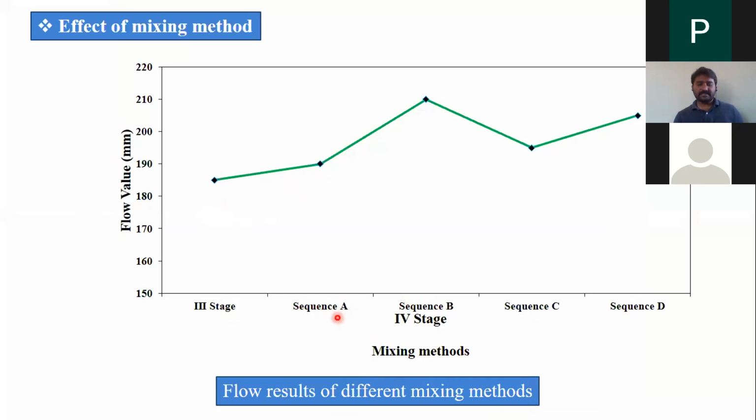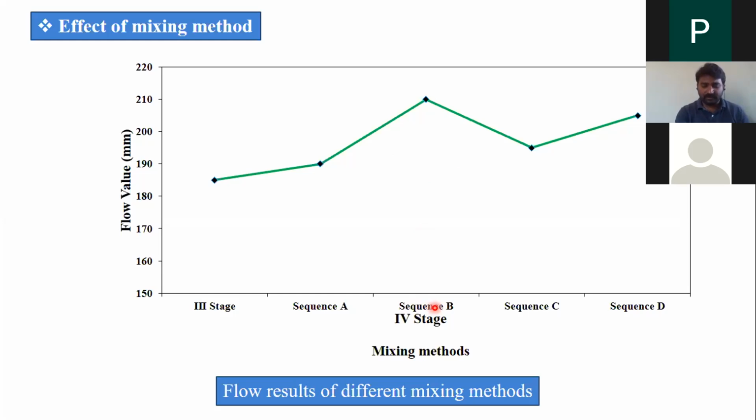If I go to 4-stage mixing, in sequence A, I have tried different sequences. As I told you, the final sequence will be sequence B, where I've used all the cement and silica fume in the initial stage. After that, I've mixed it for 1 or 2 minutes. Then I've added 80% of the water and 100% of the superplasticizer dosage. Then after 2 to 3 minutes, I've added the other 2 ingredients, that is sand and quartz powder. Finally, the remaining 20% of water. This sequence has given me the highest flow value. So in terms of flow, I have to go for sequence B.